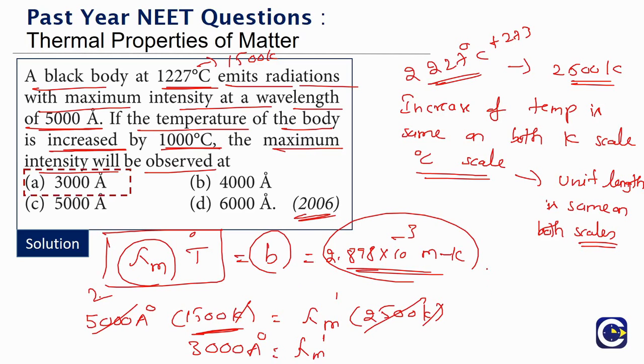So here we might notice one thing. If the temperature is increased, what is happening to the corresponding lambda m value? It is decreasing. Initially the temperature is 1500 Kelvin and lambda m is 5000. Finally the temperature is 2500 Kelvin and lambda m is 3000. So as the temperature is increasing, the wavelength corresponding to the maximum intensity radiation will be decreasing. This point also we can keep a note of.